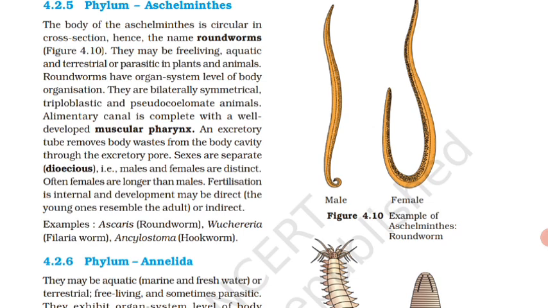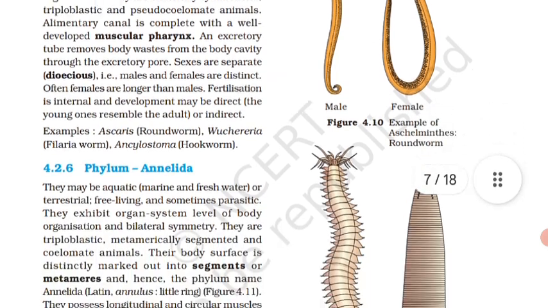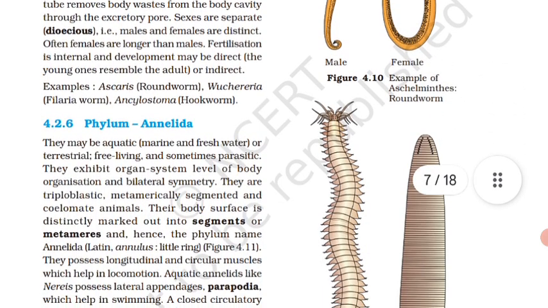Next phylum is phylum Arthropoda. This is the largest phylum of Animalia, which includes insects. Over two-thirds of all named species on earth are arthropods. They have organ system level of organization. They are bilaterally symmetrical, triploblastic, segmented and coelomate animals. The body of arthropod is covered by chitinous exoskeleton. The body consists of head, thorax and abdomen.